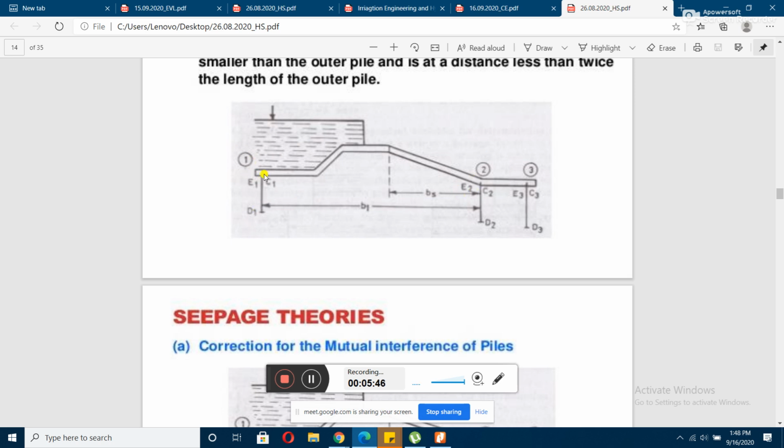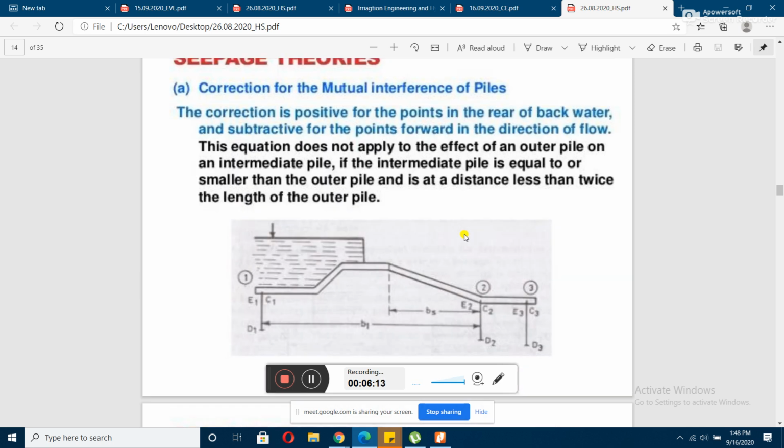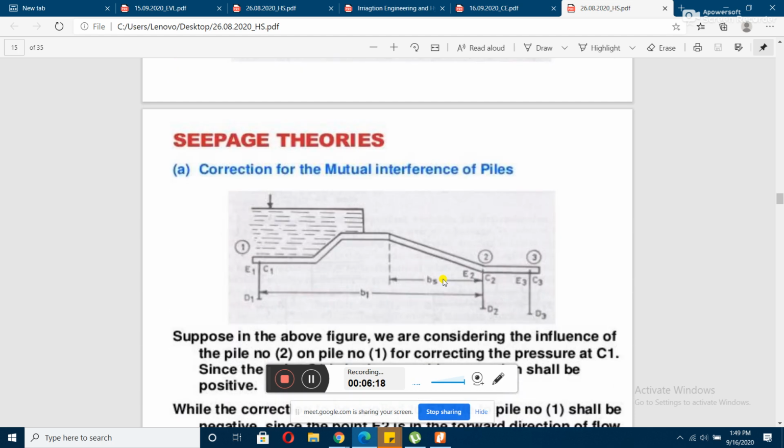So your pile number 1, the influential pile, is situated on the upstream side. So this E2 value will get reduced. So here it will be a negative correction. Similarly, for this C2 value, your influential pile, that is pile number 3, is situated on the downstream side. So for this C2 value, there will be an addition, or you can say a positive correction. So this has to be incorporated while calculating all the values. Okay, we will be seeing to it when we tackle the particular problem.